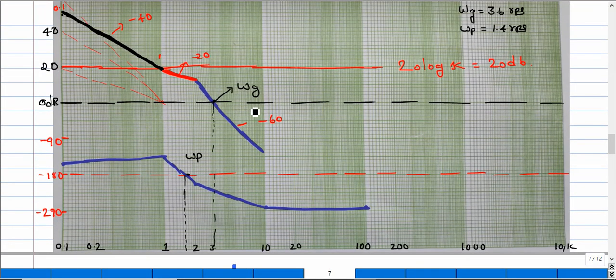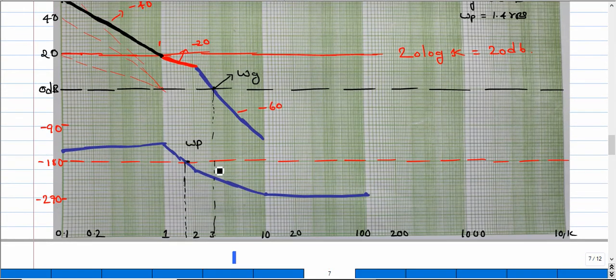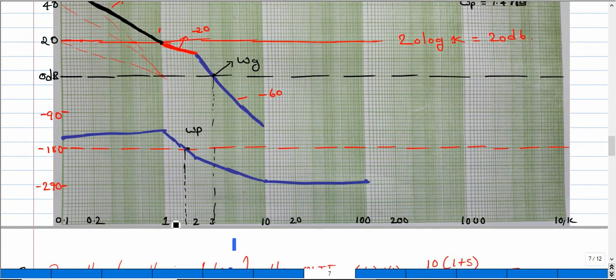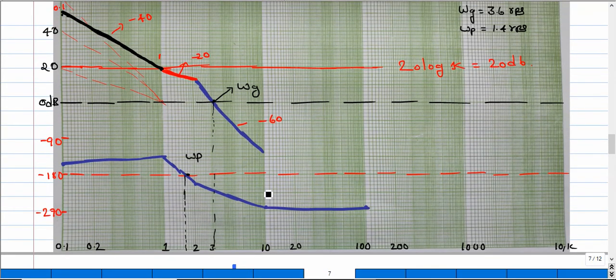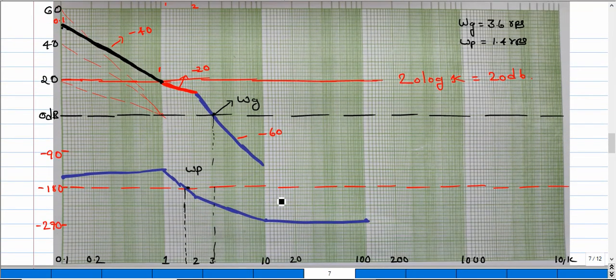In and around 1.5 or 1.3 is also a right answer. So you need to draw a construction line and read the reading. This is 1, and the division between 1 and 2 you need to mark. There will be equal divisions, 10 divisions. Okay, so that is done. Omega g is done, omega p is done. Now we shall measure the phase margin as well as the gain margin.